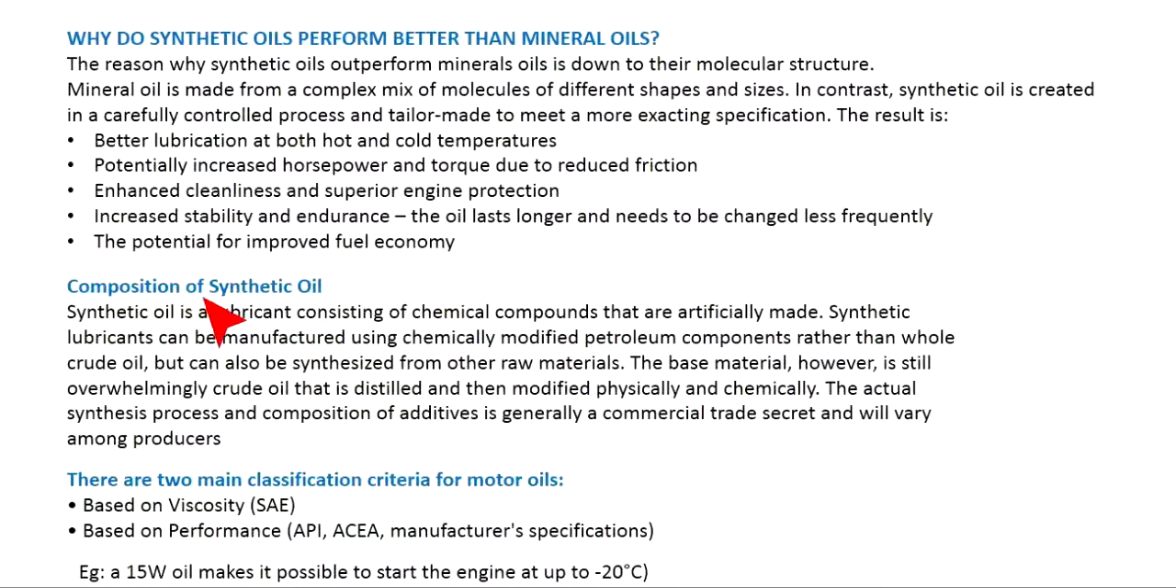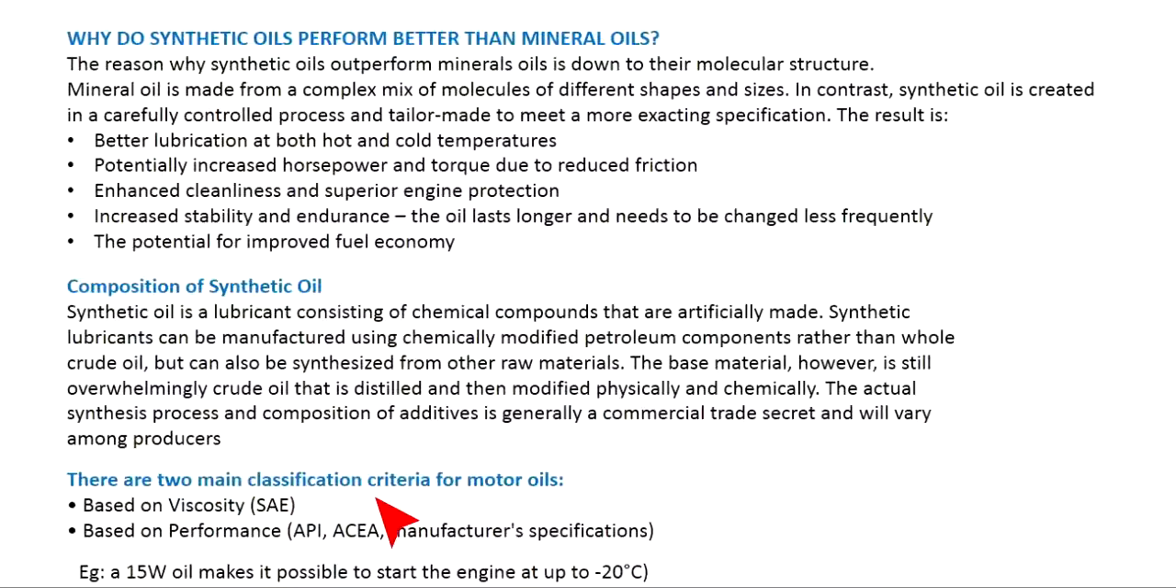Then what is the composition of synthetic oil? Synthetic oil is a lubricant consisting of chemical compounds that are artificially made. They can be manufactured using chemically modified petroleum components rather than whole crude oil, but can also be synthesized from other raw materials. The base material, however, is still overwhelmingly crude oil that is distilled and then modified physically and chemically. The actual synthesis process and composition of additives is generally a commercial trade secret and will vary among producers.